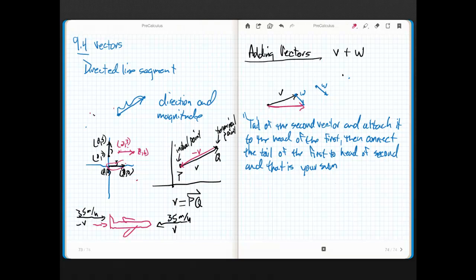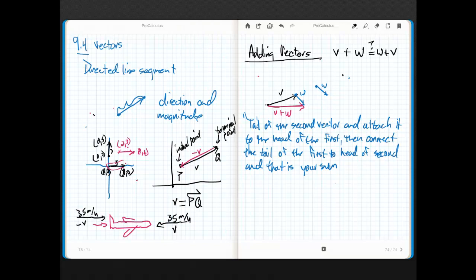All right, now so what I do is I go tail to tail and head to head. This is V plus W. Now this brings up an interesting point. Is V plus W, change colors again, I love having colored pens for vectors, is it equal to W plus V?